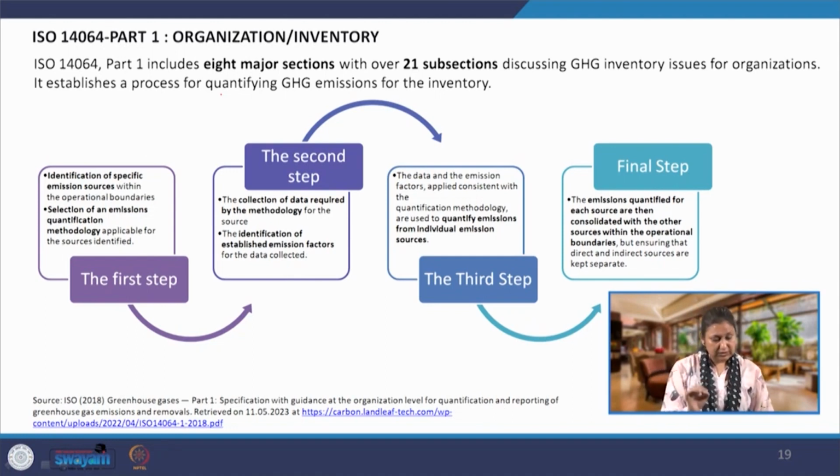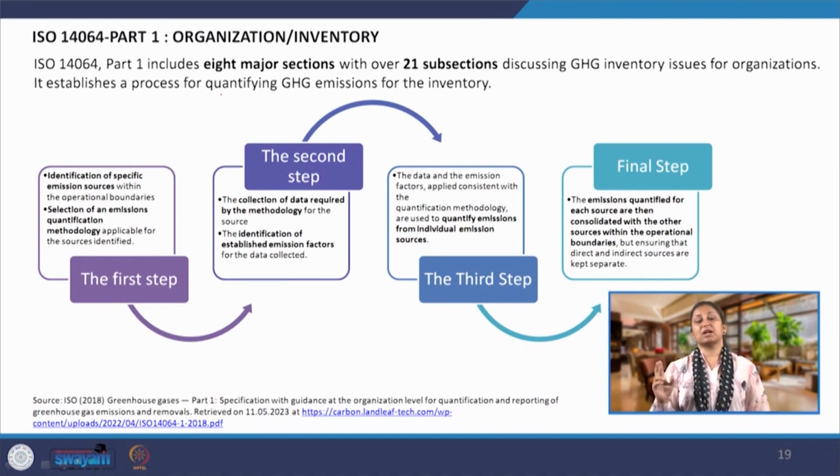a methodology for quantification of emissions. How will the emissions be quantified? We have to select that methodology which shall be applicable to the sources which have been identified. Different sources will have different methodology for calculation of emissions. So, we have to only identify, as part 1, the sources and the methodology which will be used to quantify the emissions. That is step 1.